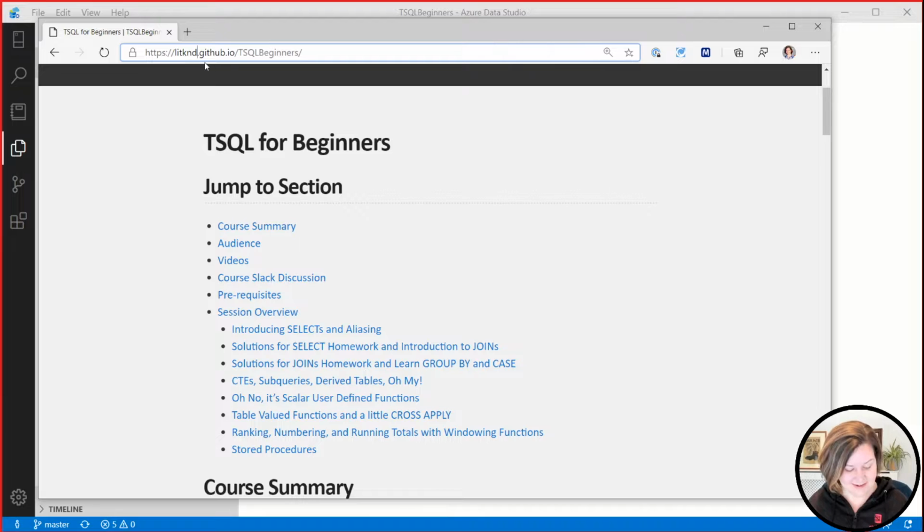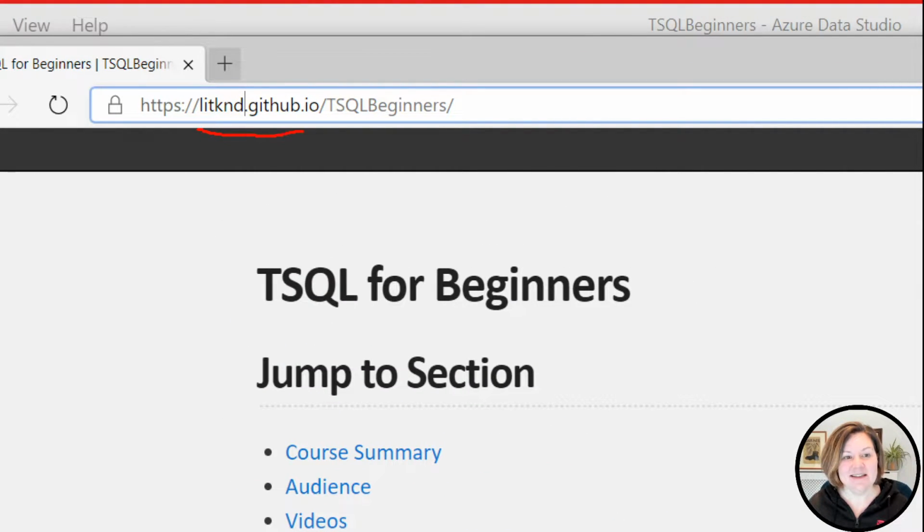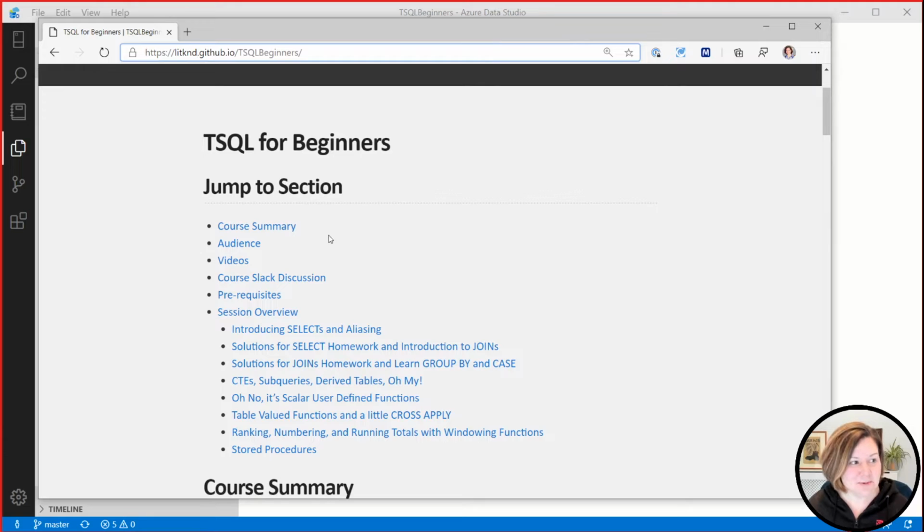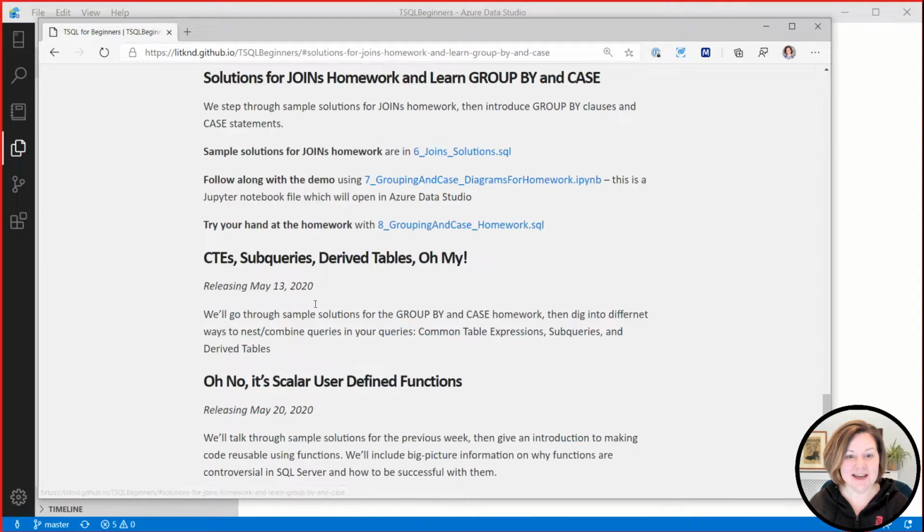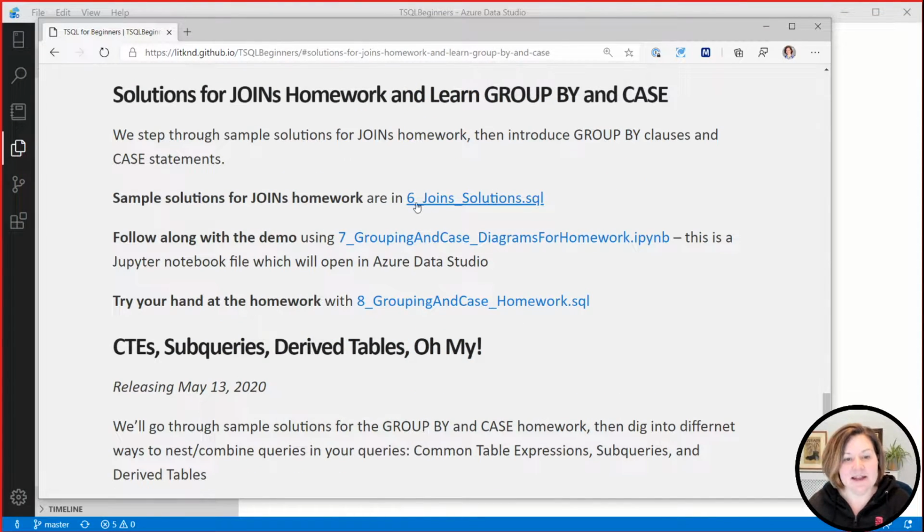So at our site here, litkind.github.io/tsqlbeginners, we have a new link that says solution for the joins homework, and we are learning group by and case. This links you to the files. I'll be going through the sample solution for joins. That's file number 6. Then we'll be walking through a little notebook that, like last week with the joins, combines images explaining group by and case. And then your homework for next week is up there too.